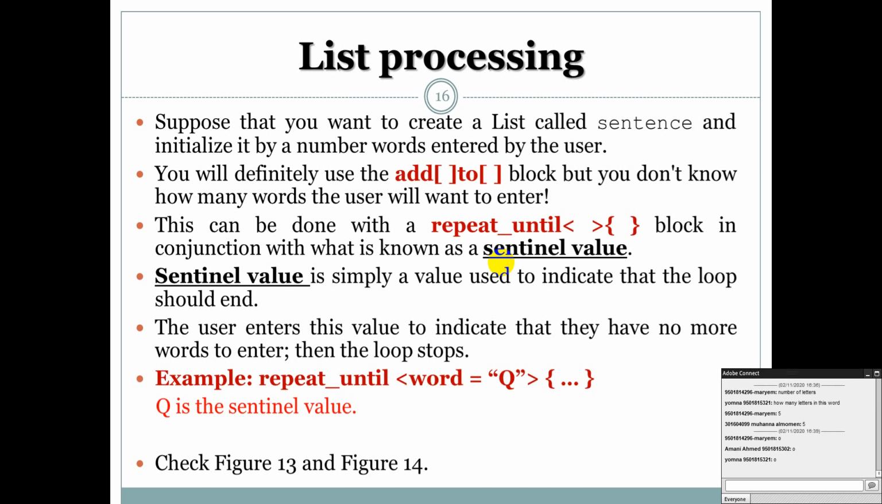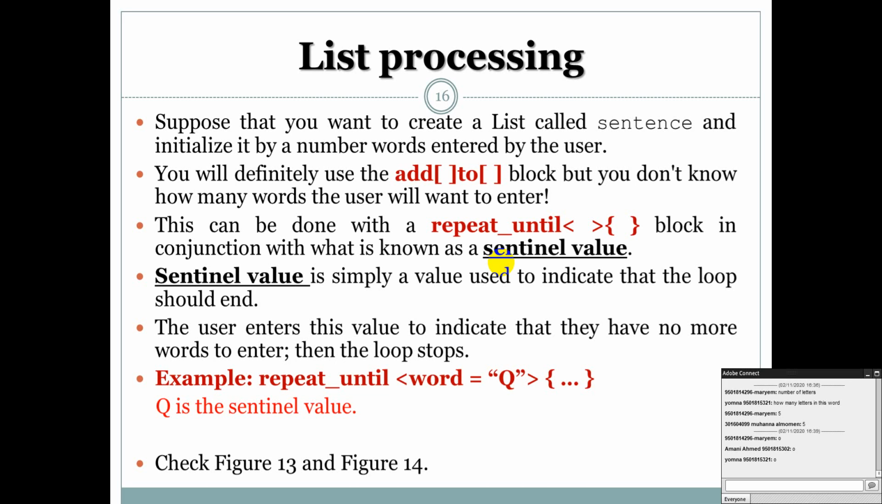List processing here. Suppose that you want to create a list and go on entering words into the list, but you don't know when to stop. In this case, we can have a value that will stop the loop. Such a value we call a sentinel value.